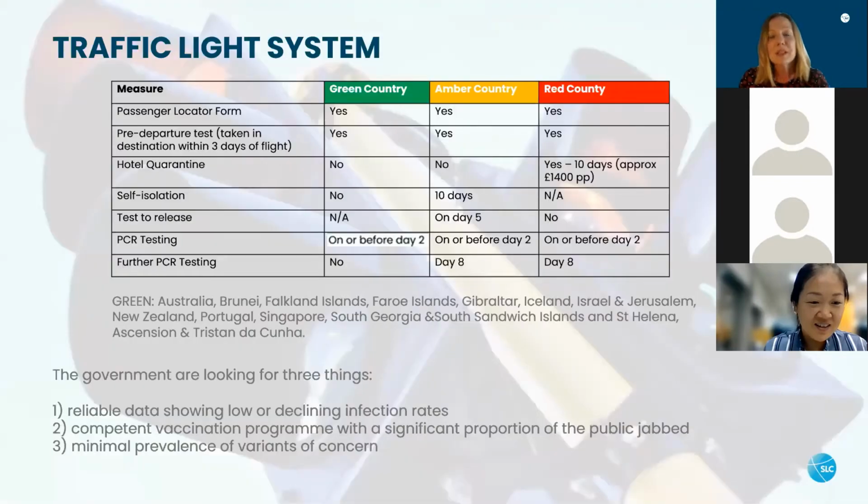In terms of the traffic light system and what it means, this was launched from the 17th of May with countries going into 3 codings: green, amber, red. Green being the countries that we're allowed to travel to, and of which at the moment there are 12 countries on the list. Now, of course, that's half the picture. That's countries we can travel to, but they have their own restrictions about whether they'll let us in.